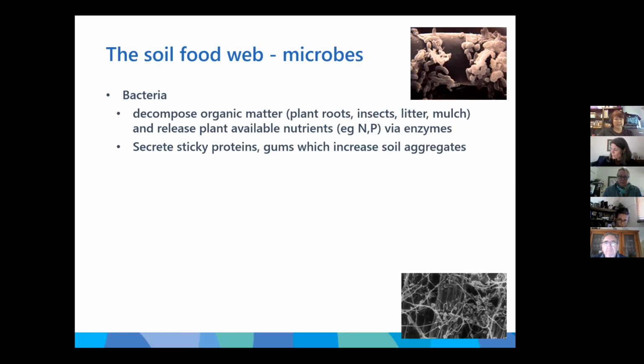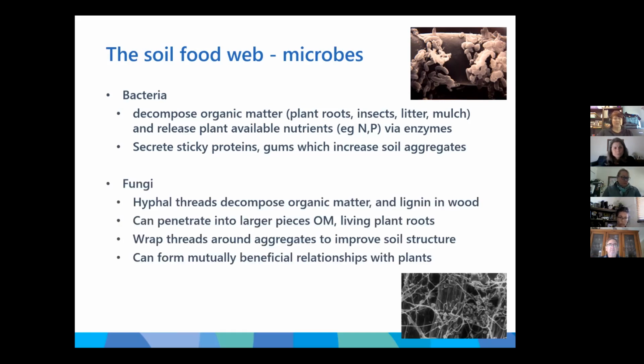They also secrete some glycoproteins and gums, which then stick together at the surfaces of contact of the roots and the soil particles, and start building up what's called soil aggregates. So all these particles sticking together make it less able to be broken down by water.